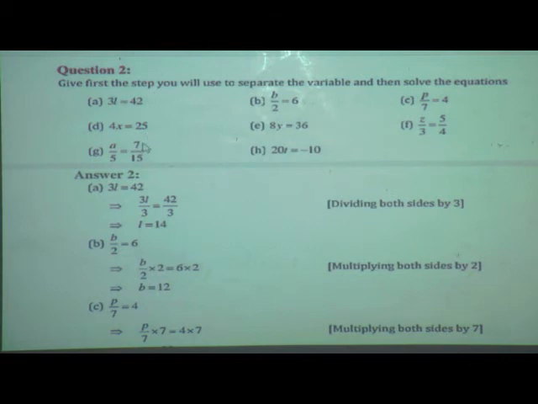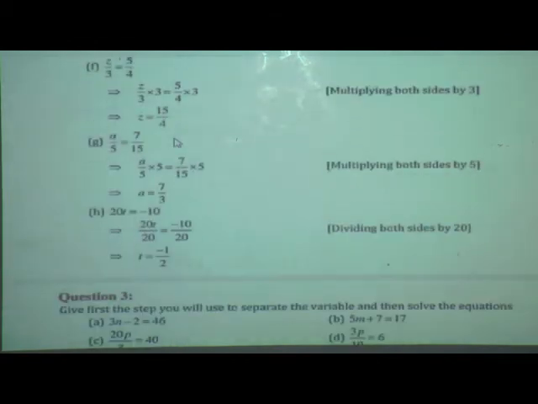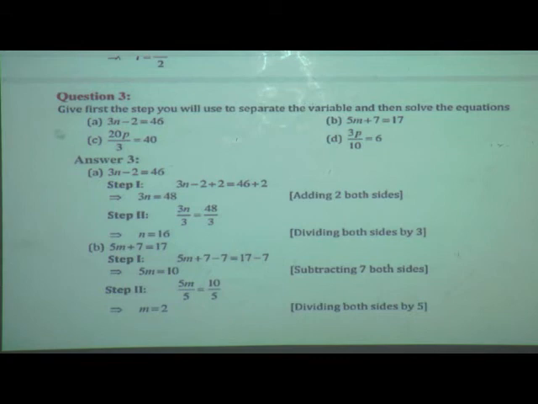So we have solved many examples here. I think everyone understood addition and subtraction, and here we had solved multiplication and division. So we will go for the next question: give the first step you will use to separate the variable and solve the equation. First we have to separate the variable and then we have to solve it step by step. We will see two more examples, then we will solve the rest. Here we are having an example: 3n minus 2 is equal to 46.